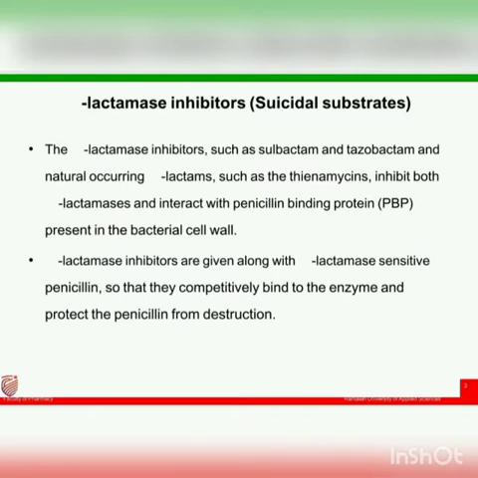The beta-lactamase inhibitors such as sulbactam and tazobactam and naturally occurring beta-lactams such as thienamycin inhibit the beta-lactamase and also interact with penicillin binding protein present in the bacterial cell wall. The beta-lactamase inhibitors are given along with beta-lactamase sensitive penicillin so that they competitively bind to the enzyme and protect the penicillin from destruction. Beta-lactamase inhibitors are called suicidal substrates.